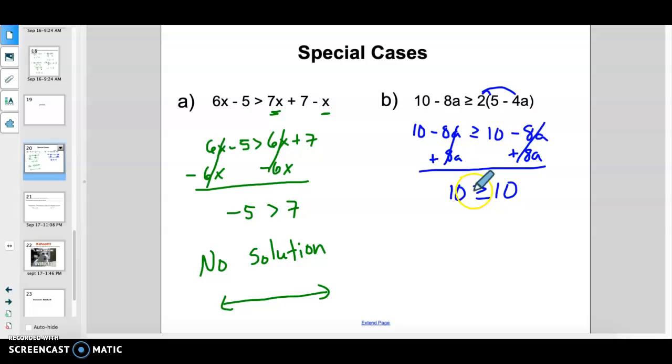So although 10 may not be greater than 10, it is equal to. And remember, it's greater than or equal to. So since it fits the equal to, this is true. So this is going to have infinitely many solutions. So you could either say infinite solutions, or you could say all real numbers.